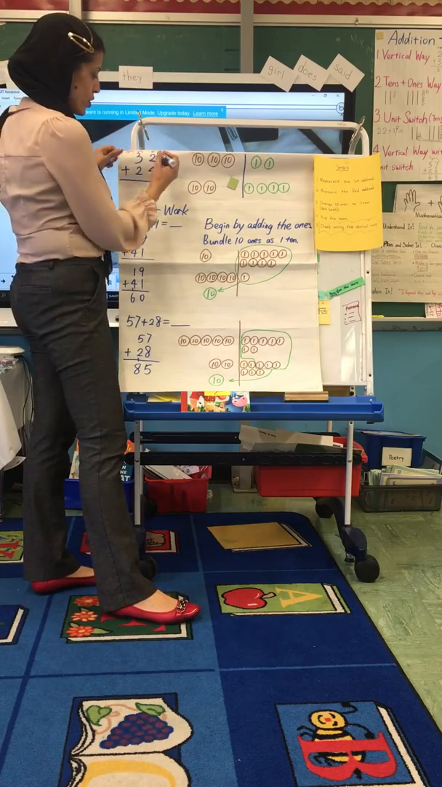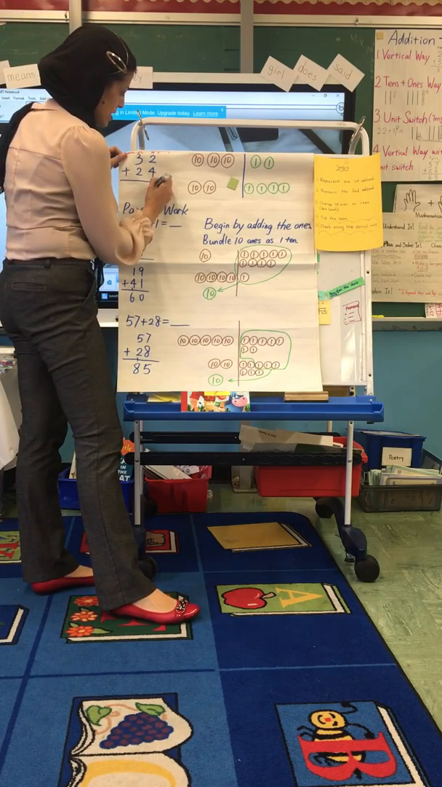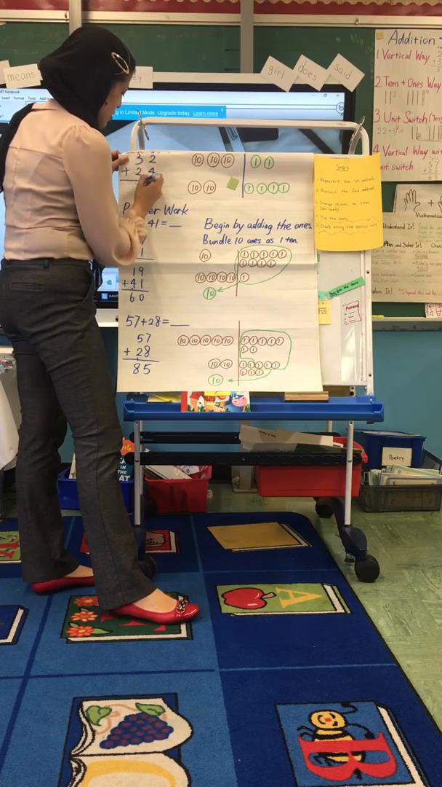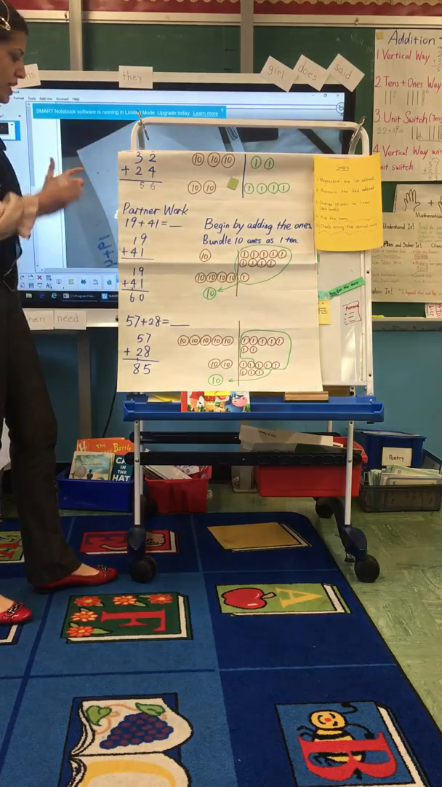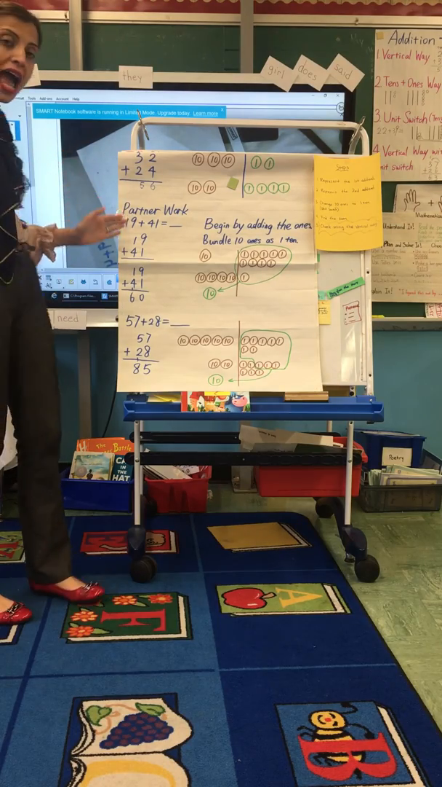And you can check it the vertical way. 4 plus 2 is 6, right? And 3 plus 2 is 5, 56. Correct. Beautiful, beautiful.